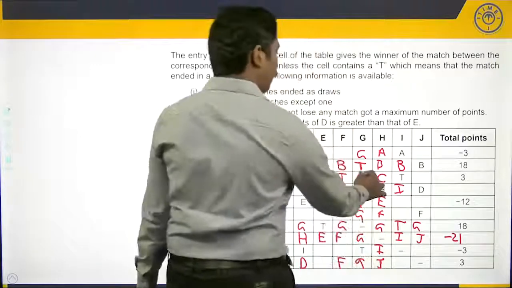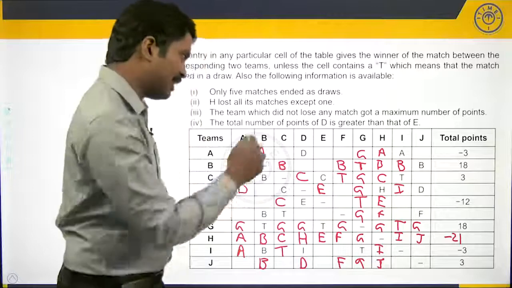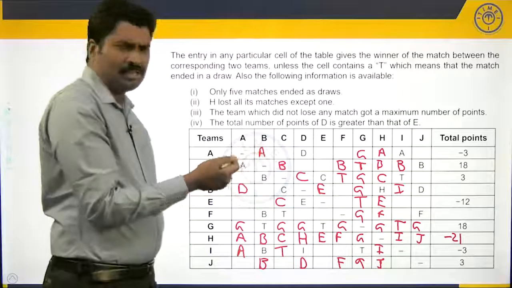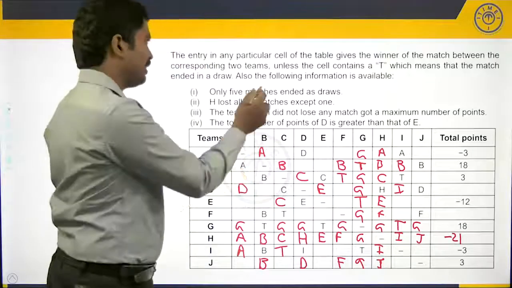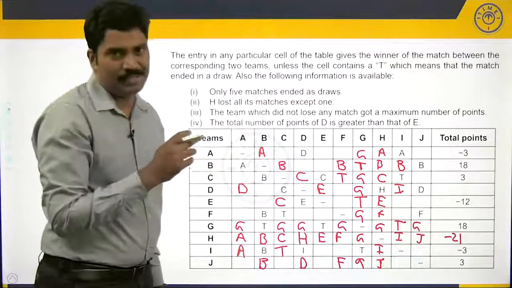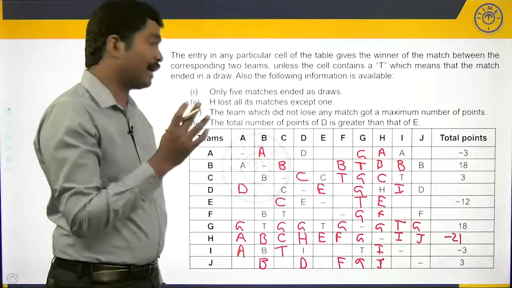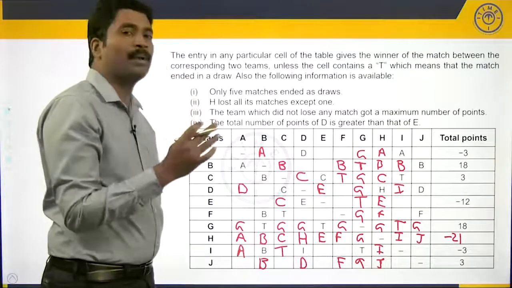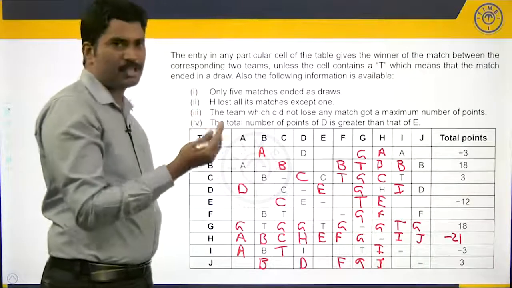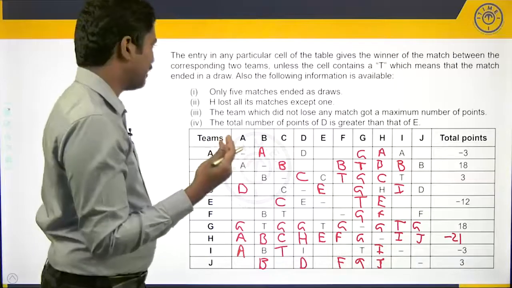1, 2, 3, 4, 5, 6. So we are also being told that 18 is the highest score. Makes sense, obviously, right? That's the maximum number of points. Maximum is different from the highest. When we say the highest, only one person can get it. But when we say maximum, more than one person can get the maximum.